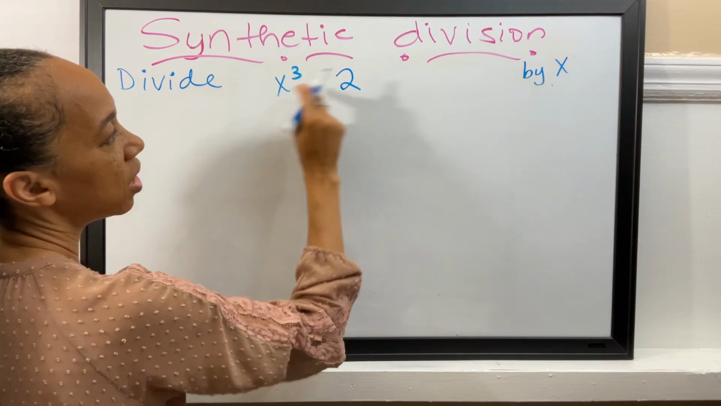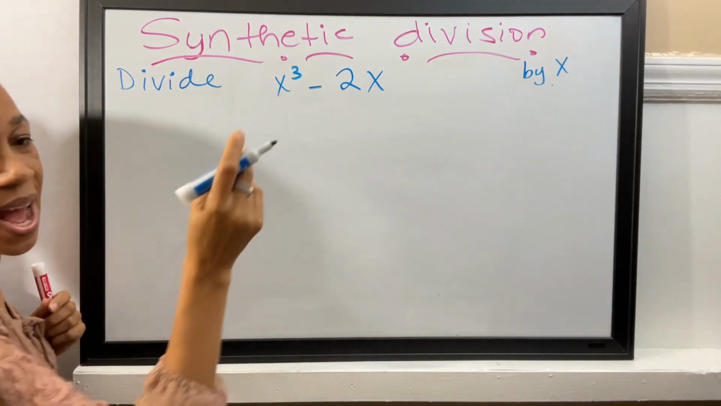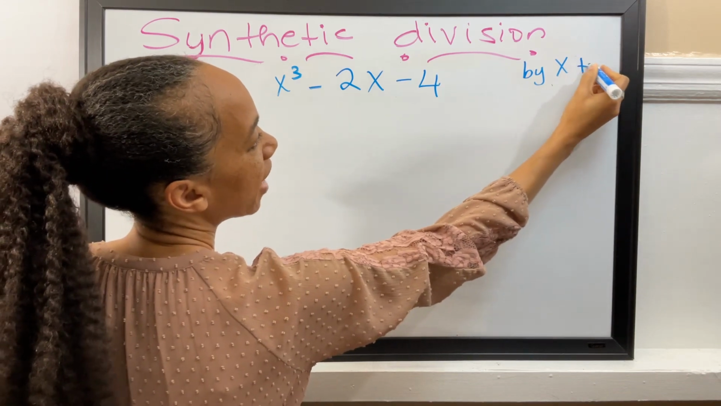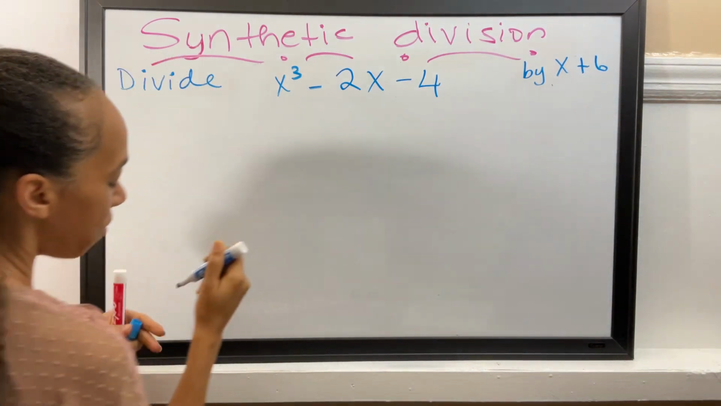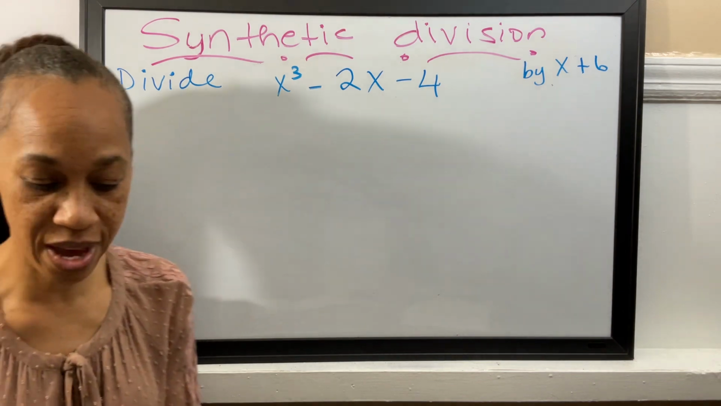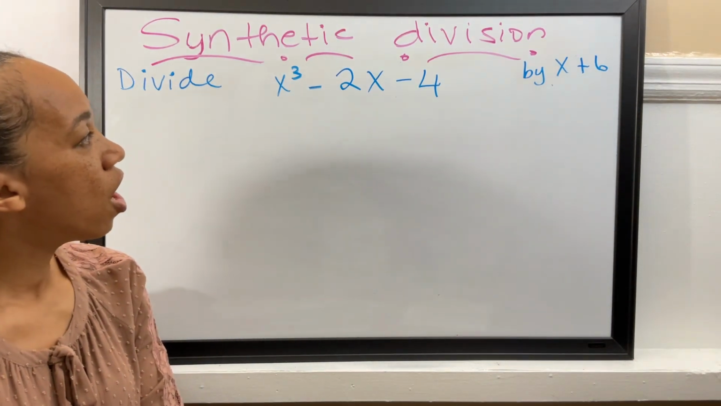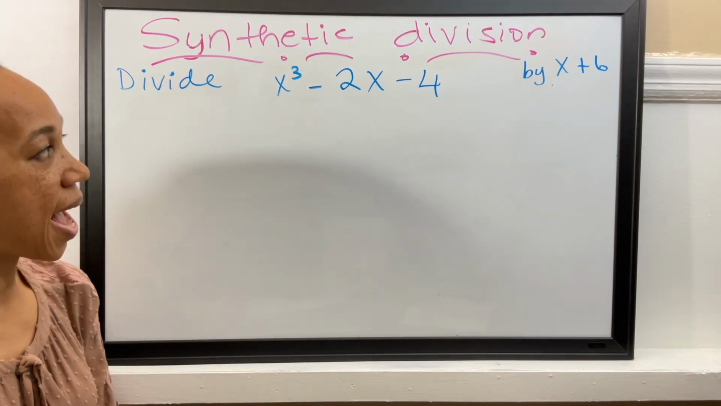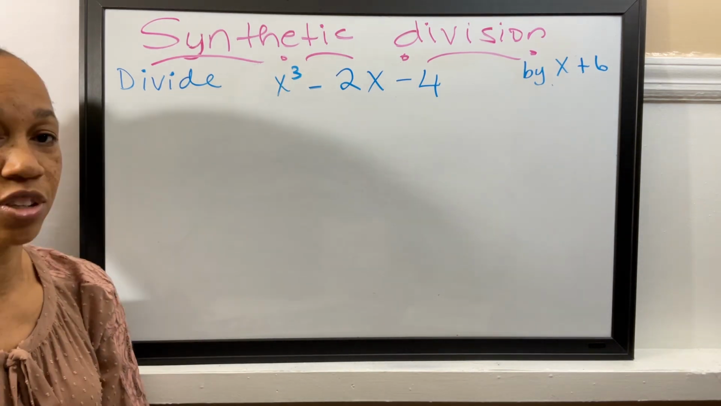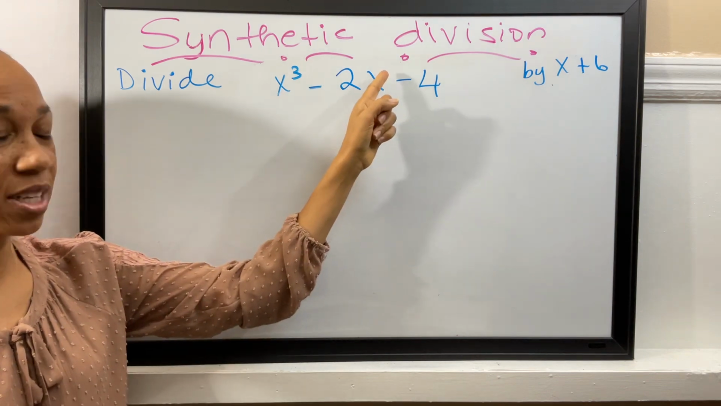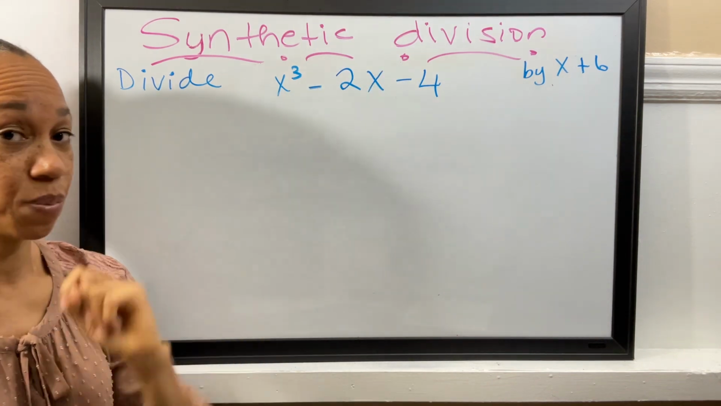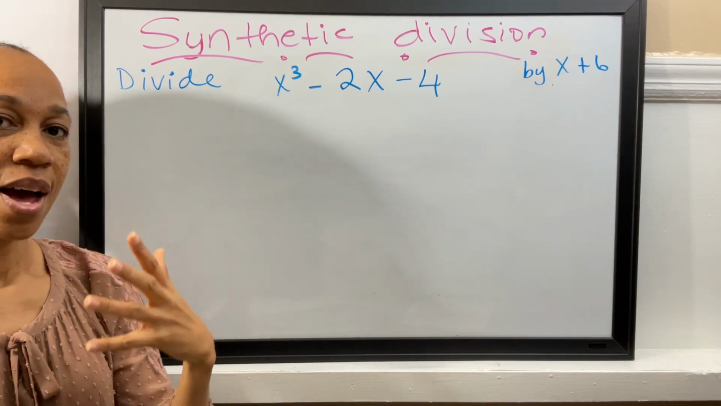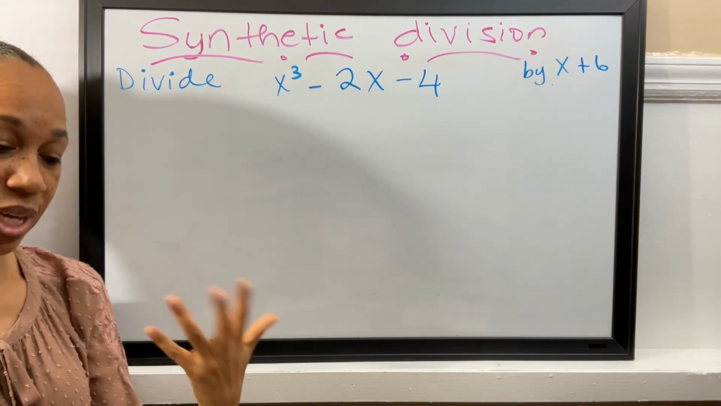Minus x to the third power minus 2x, and then we are going to do minus 4, and we're going to have this as x plus 6. All right? Now, same thing. Look at your polynomial. This is a trinomial. Look at your polynomial, and we notice that the exponent here is 3, but then the next term after has an exponent of 1. So that means that we are missing a term with the exponent of 2.